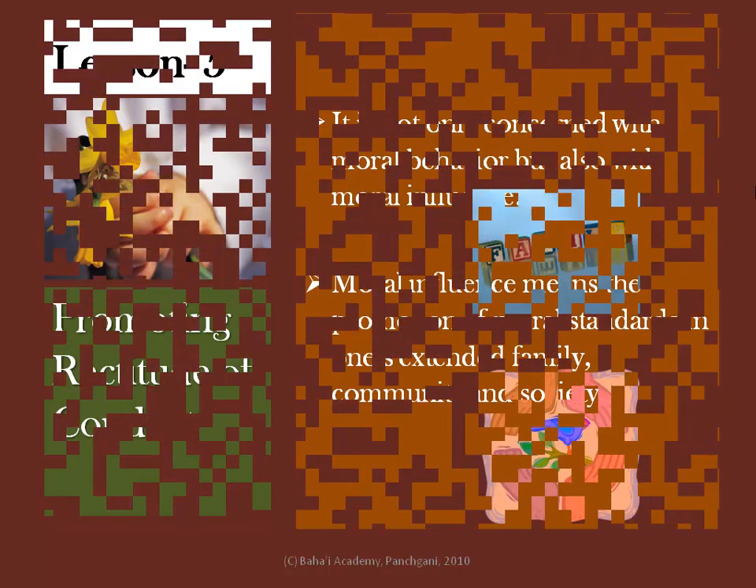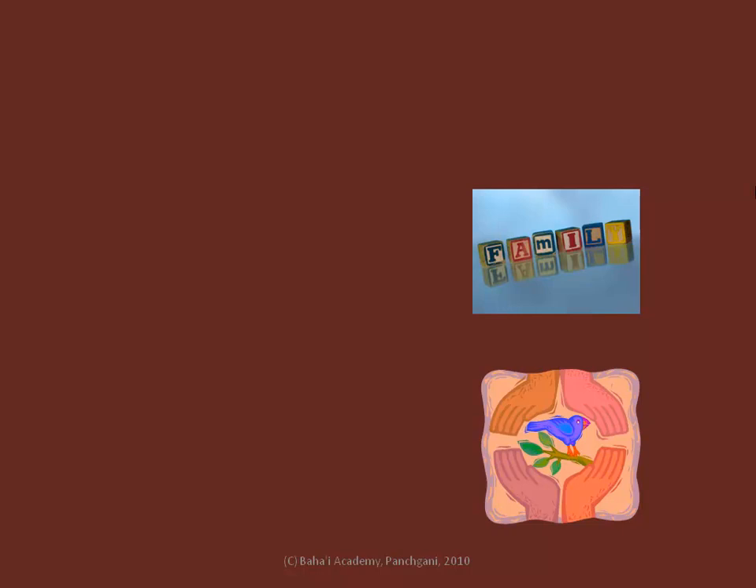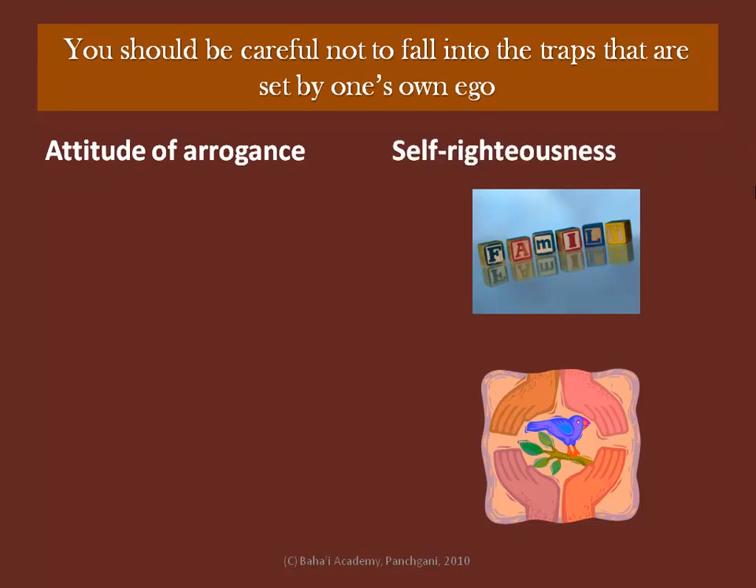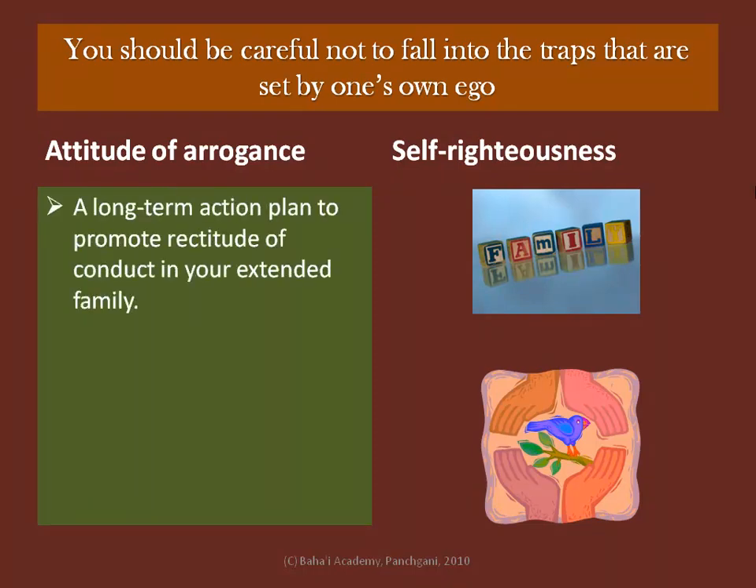But before embarking on this task, you should be careful not to fall into the traps that are set by one's own ego. 2 of these traps are the attitudes of arrogance and self-righteousness. These attitudes can destroy our moral development. Therefore, we need to find ways to avoid them. We should then think of a long-term action plan to promote rectitude of conduct in your extended family.